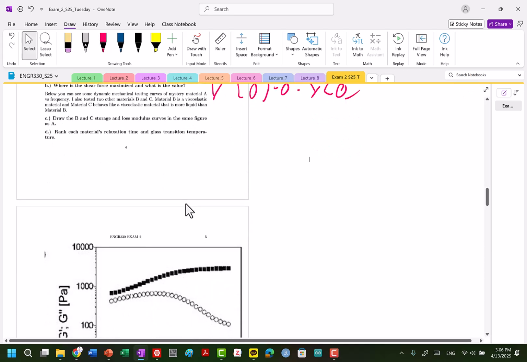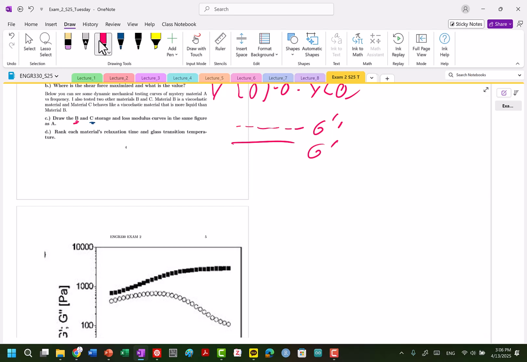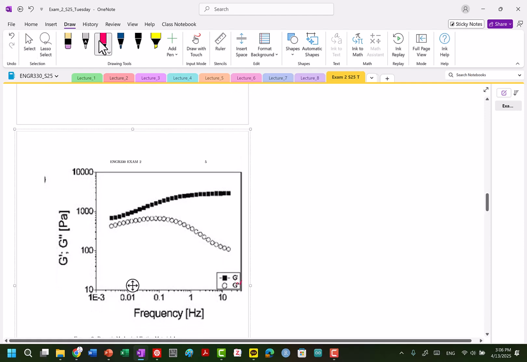So this is going to be my B. When I do dash, I'm going to do G double prime. When I do solid, G prime, and this will be my material C. So C is more liquid. So what we're going to do, I'm just going to draw it like this. So material B, if I look at frequency, at high frequencies, so I'm going to do this here. C is more liquid, so I'm just going to go then finally here and here. Now, if I'm ranking, this will be my relaxation frequency here.